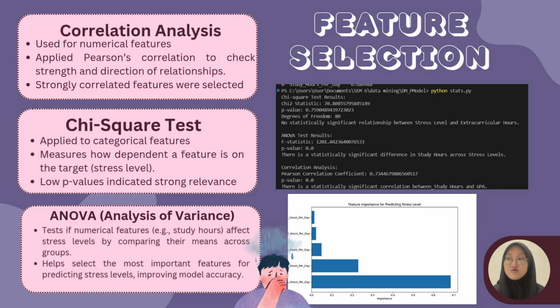The first one is the correlation analysis to check how each feature is related to the stress level. Next one is the chi-square test. The chi-square test is for categorical variables such as parental support or availability of resources. This statistical test measures the dependency between the categorical feature and the stress level. The last one is the ANOVA, analysis of variance. The ANOVA is used to assess the impact of numerical features like study hours and physical activity on the stress level.